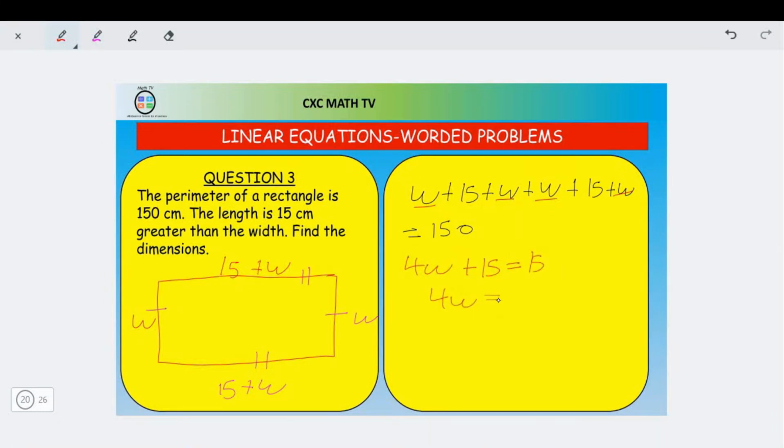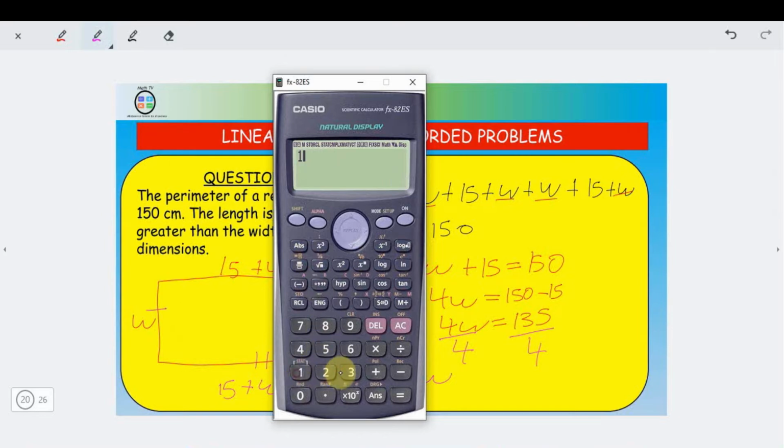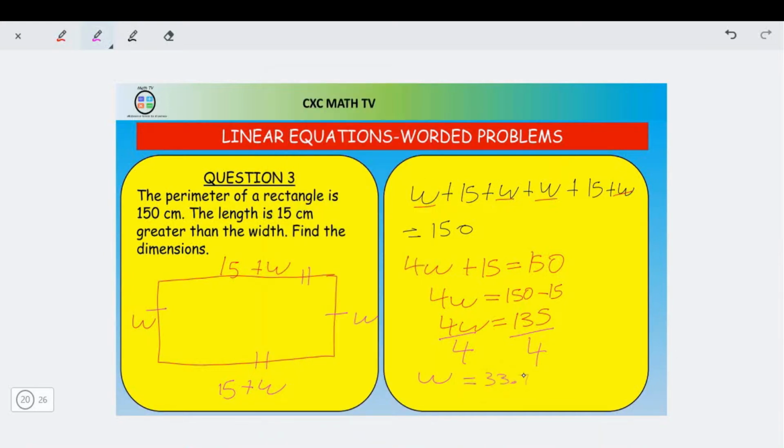So 4W is equal to, bring the 15 over here, 150 minus 15, which is 135. Then divide both sides by 4, which gives us the width. 135 divided by 4 is 33.75 centimeters. Now they wanted the dimensions, so you cannot stop here. You have to find the length. Remember, the length is 15 plus W. So the length would be 48.